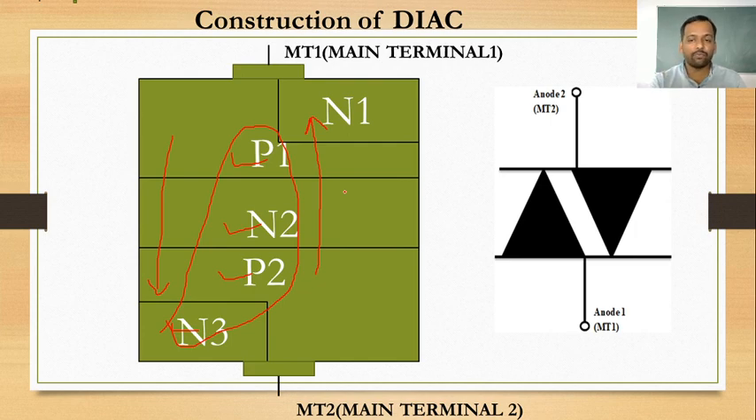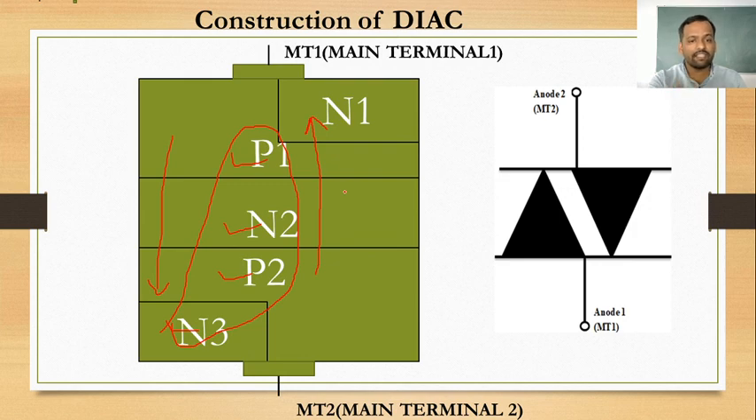The difference between the bipolar junction transistor and DIAC is, first, that there is no base terminal here. Second, all the layers are equally doped. And third, polarity does not affect the performance of the DIAC.